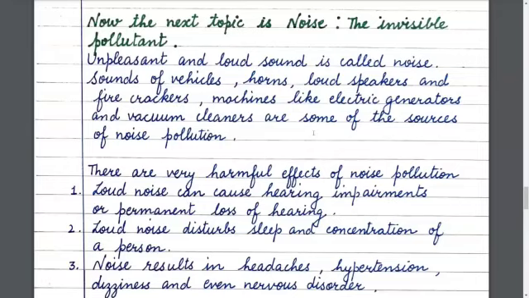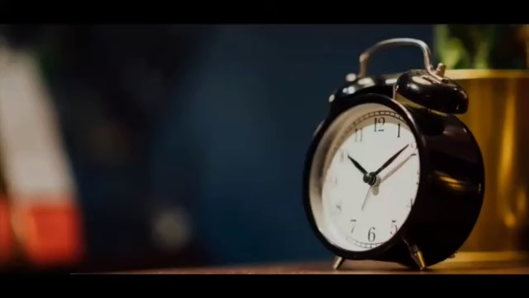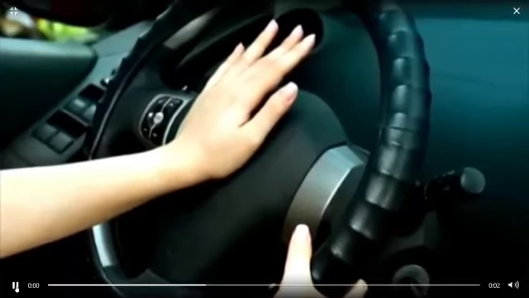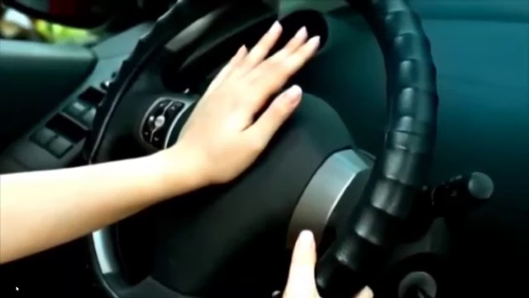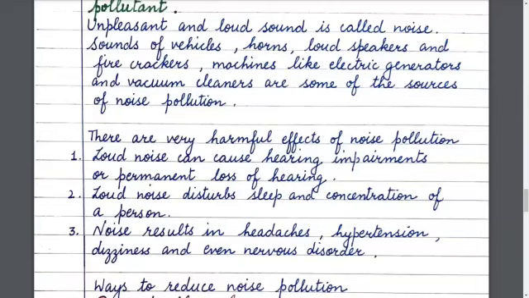Now, the next topic is noise, the invisible pollutant. Unpleasant and loud sound is called noise. Sounds of vehicles, horns, loudspeakers, and firecrackers. Machines like electric generators and vacuum cleaners are some of the sources of noise pollution.